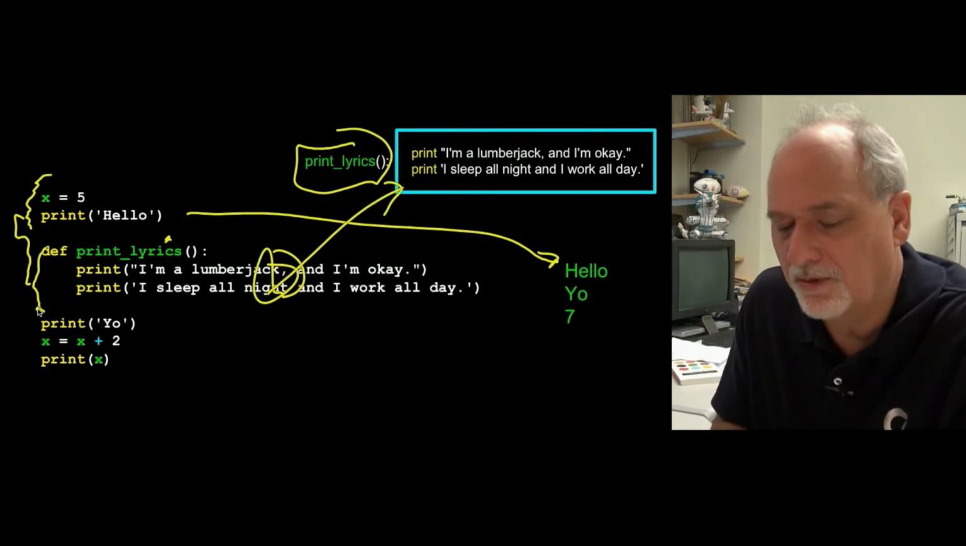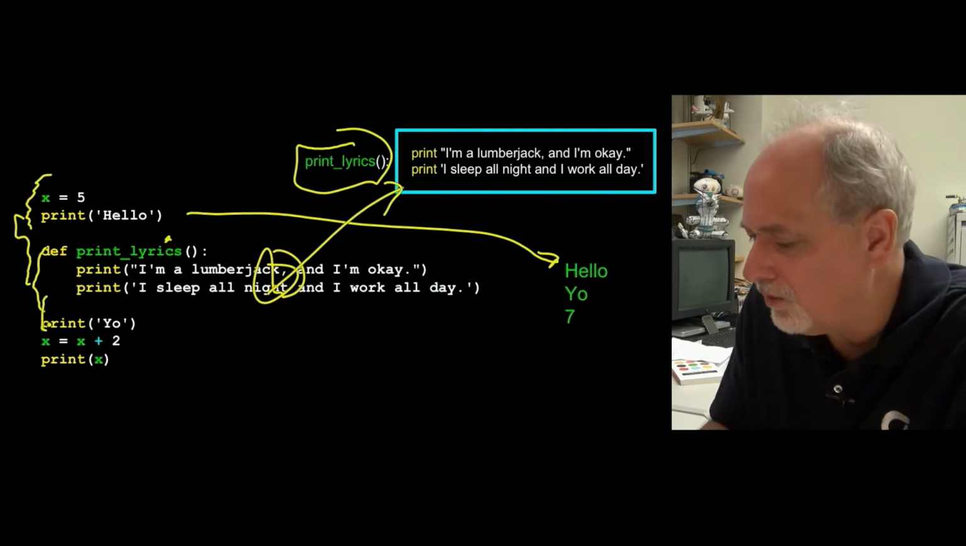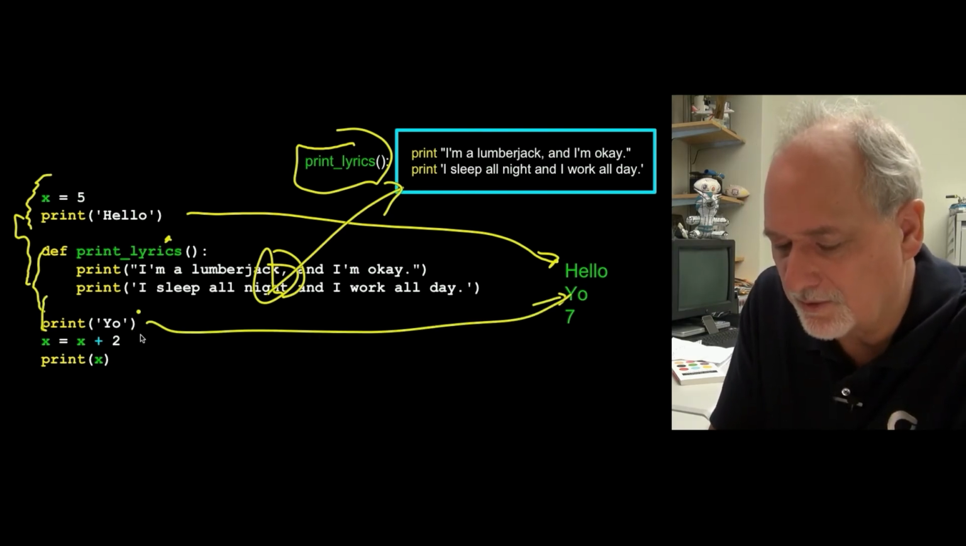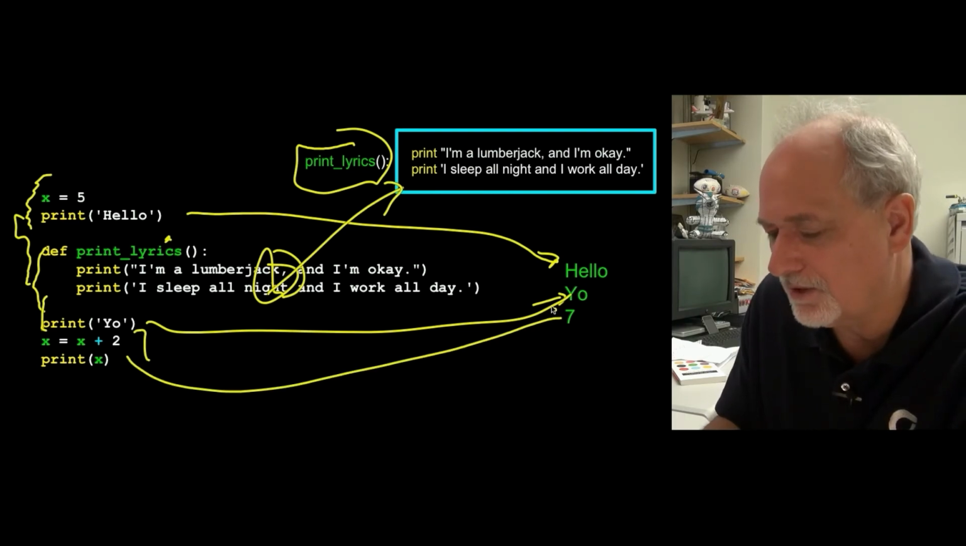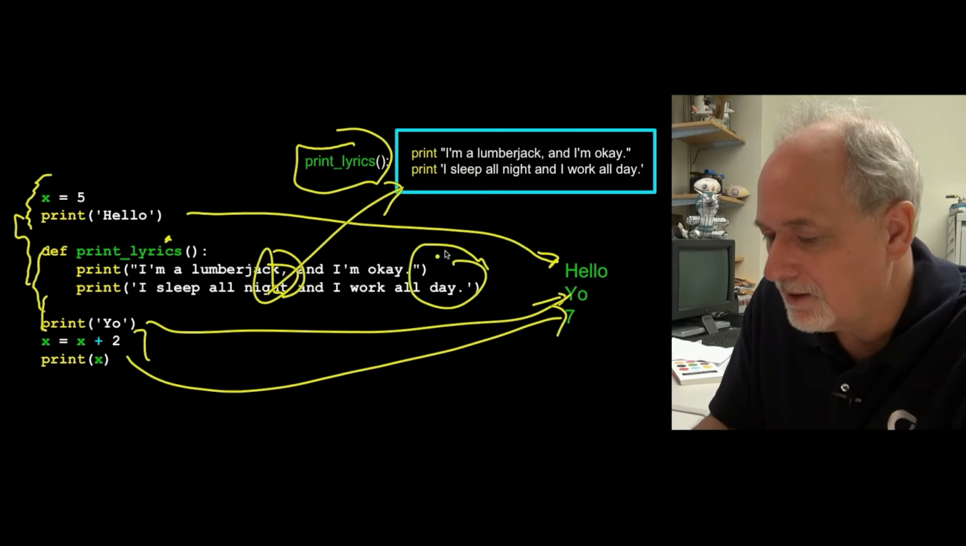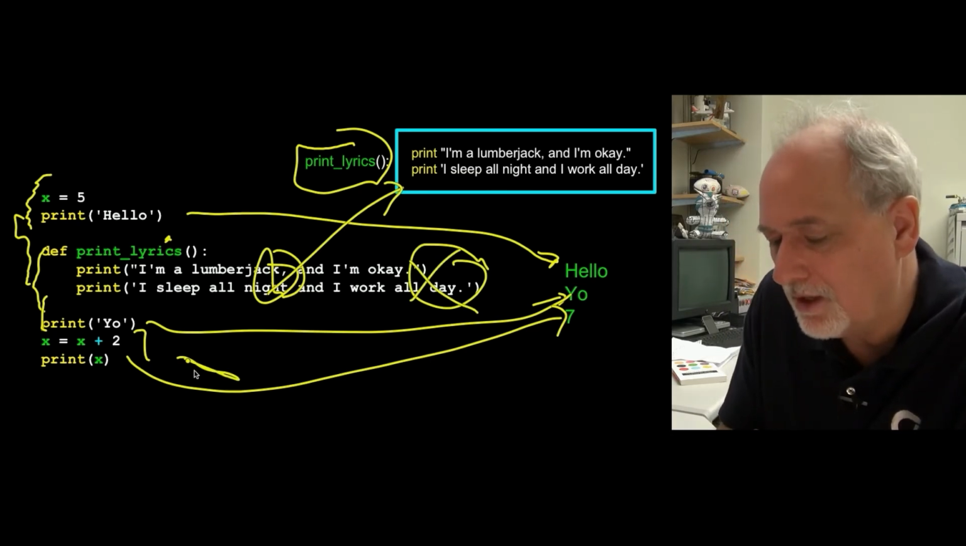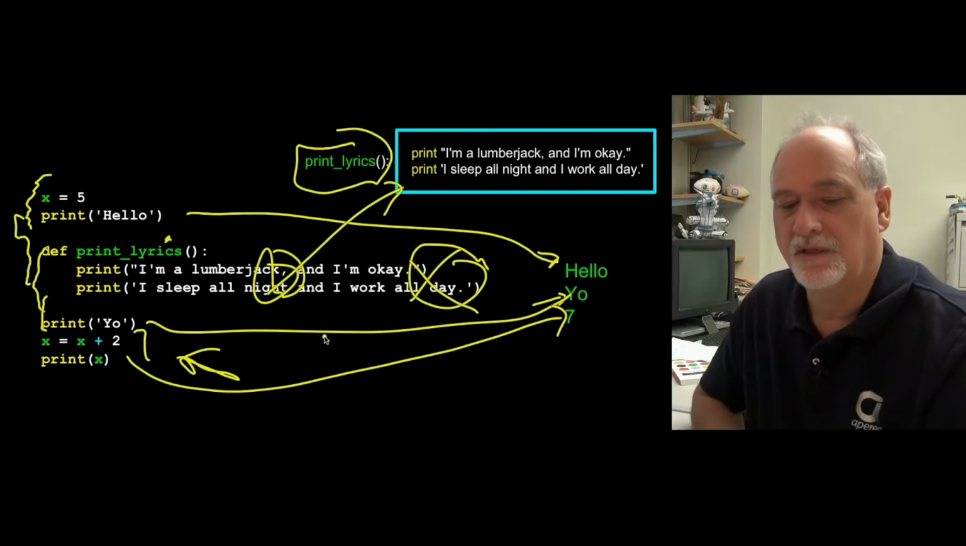No output comes out. Then it says print yo, and out comes yo. And then it adds 2 to x, so x is now 7, and then it prints x, and there's 7. These print statements never ran. Why? Because we did not invoke them down here. We defined them, but didn't invoke them.